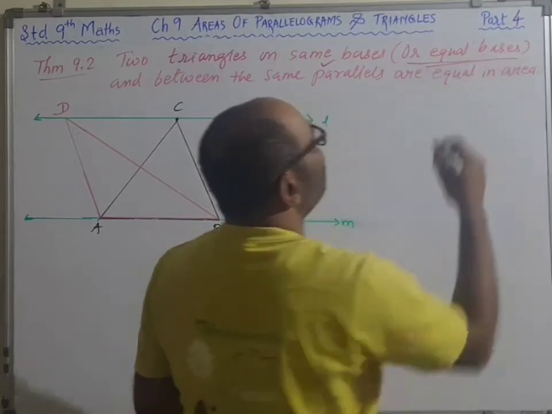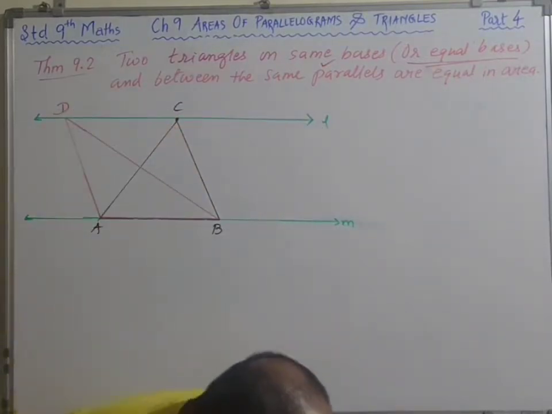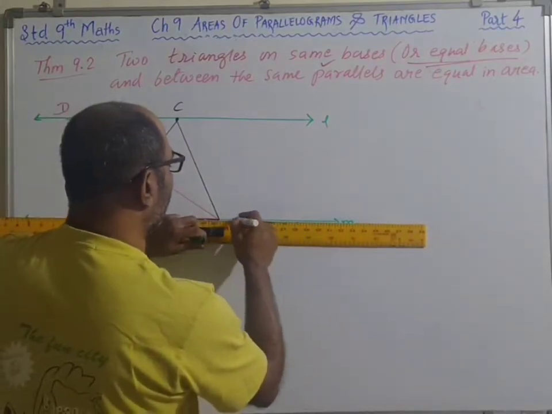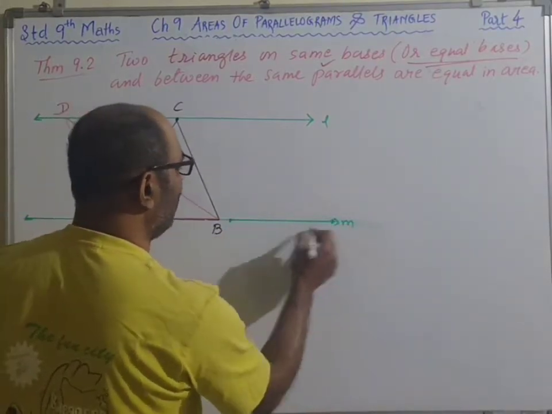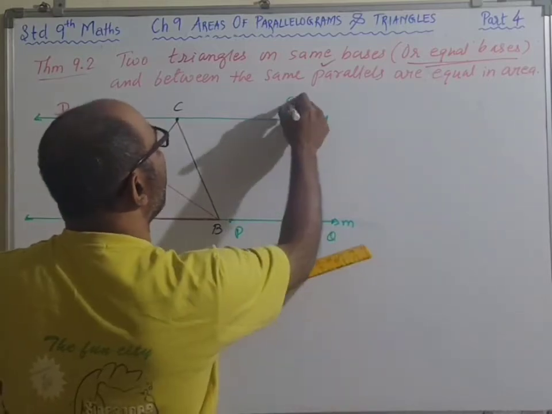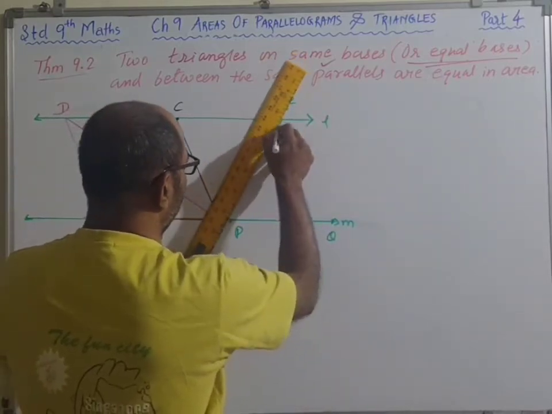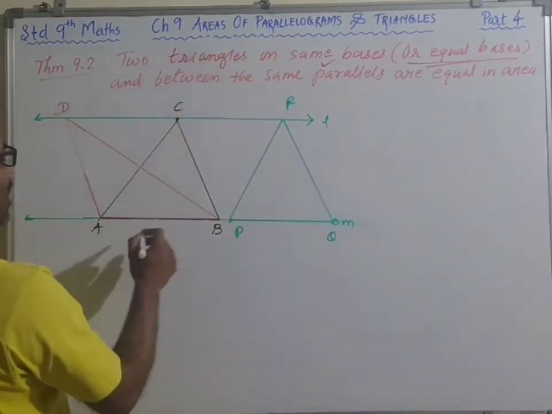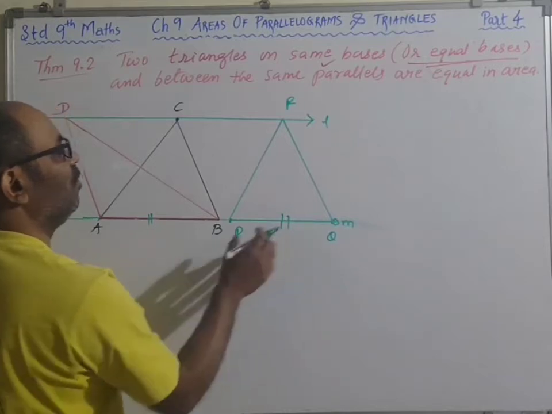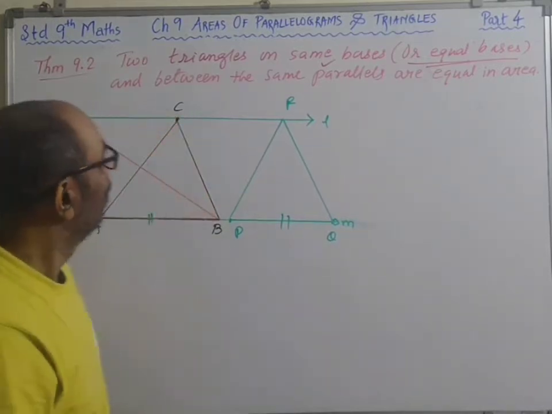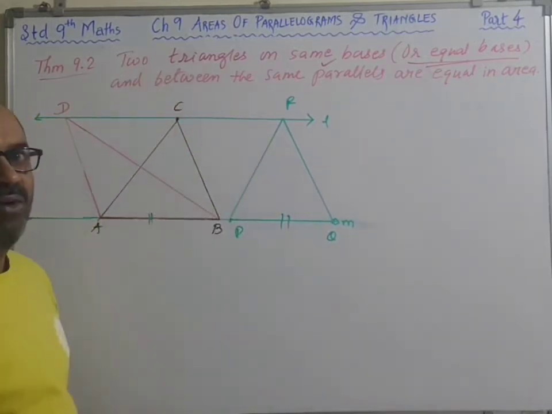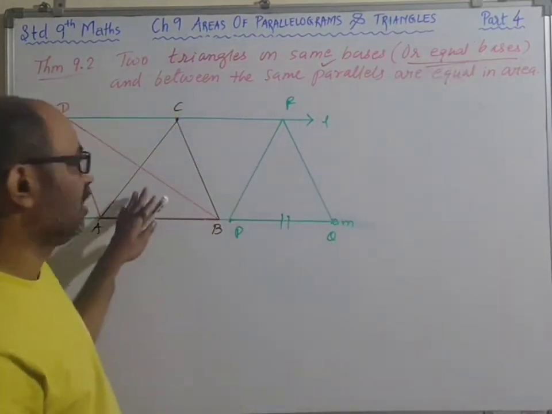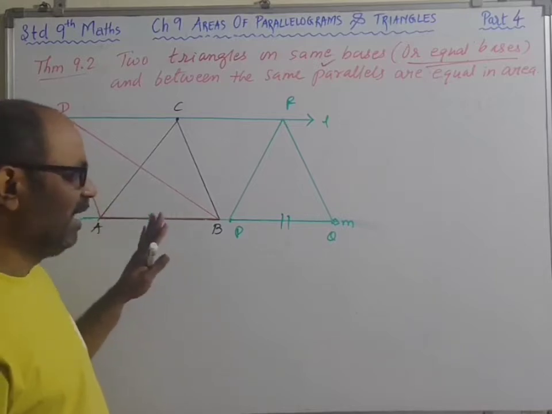Or children, you can have equal bases. Equal bases means what, children? You may have another triangle whose base is equal. Suppose that here it is PQ and here R, so this is triangle PQR. These two triangles are different, but AB is equal to PQ. So the black triangle will have equal area to the green triangle. Okay, we will not prove this one, we are only proving the first one. Alright, you can prove that very easily.